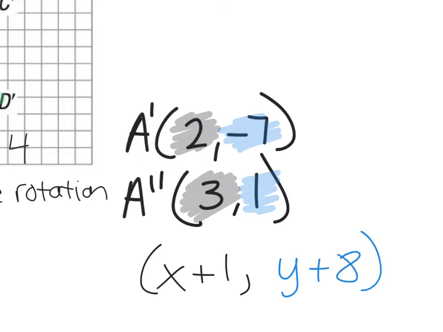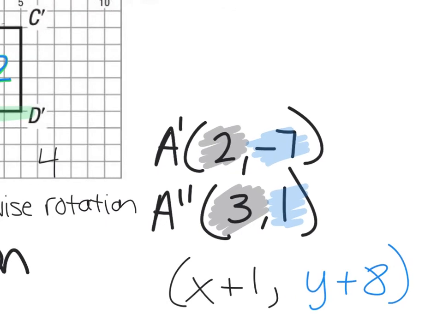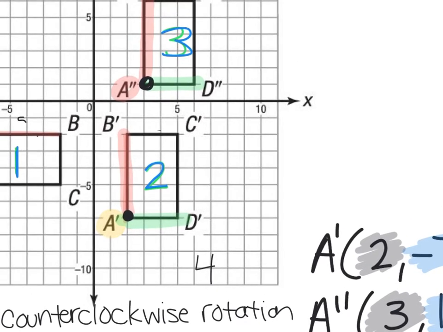So you can derive the rule by comparing the ordered pairs. What I actually like to do, if it's graphed, is just do it from the graph. So again, I'm comparing A to A prime to A double prime. So x plus 1, and then 1, 2, 3, 4, 5, 6, 7, 8. X plus 1, y plus 8. I'm going to get the same thing either way.